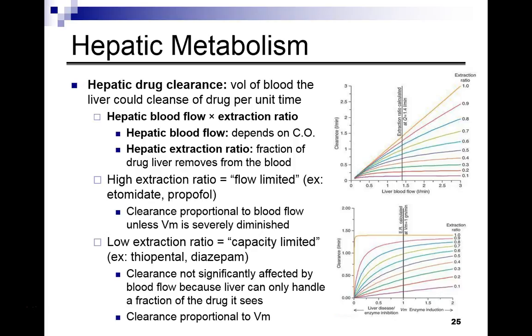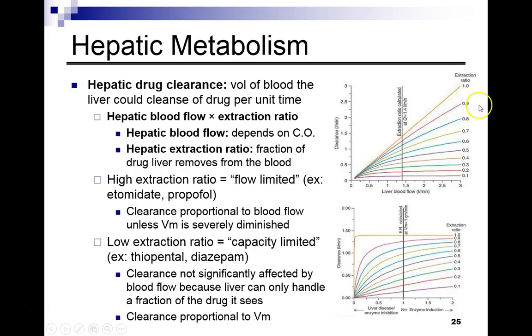So some drugs have a high extraction ratio. That is, the drug is extracted very well by the liver, and so the liver is only limited by how much blood you send to it. We call this flow limited. And drugs like etomidate and propofol are good examples of flow limited drugs with high extraction ratios. And so the clearance of these drugs is simply proportional to blood flow. Send more blood, the liver will clear more drug. And this will be true unless the metabolic capacity of the liver is severely diminished.